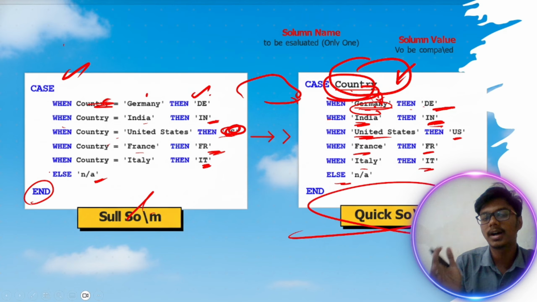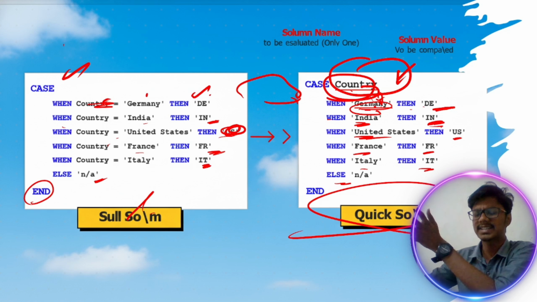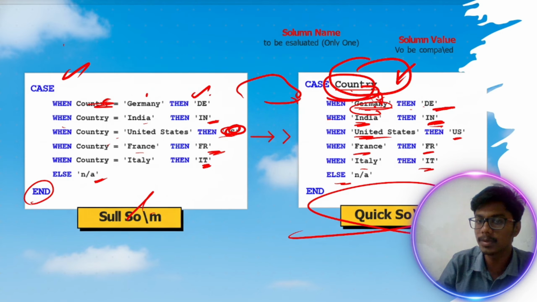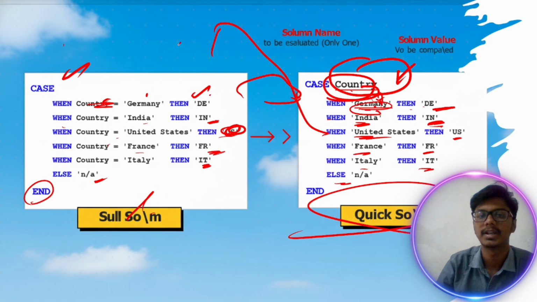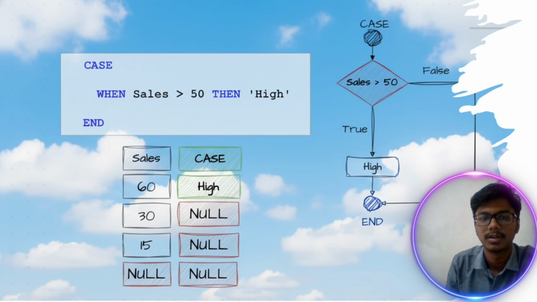Likewise, it is a quick form, right? Instead of writing again and again when country equals, when country equals, here it is CASE country. When you are evaluating only one column, this form is very useful, right, guys? It is very important. That's why I came with this visual. So how it works? Let's get into it.